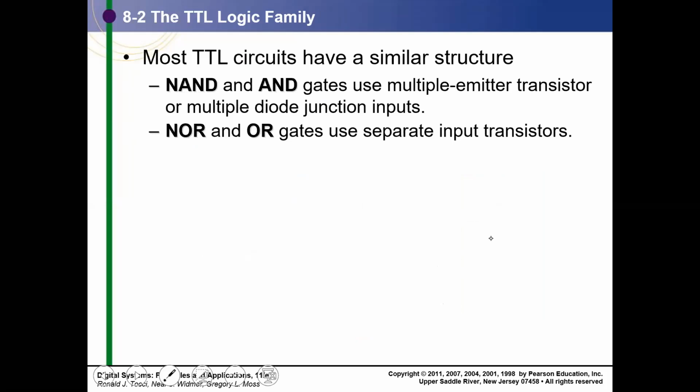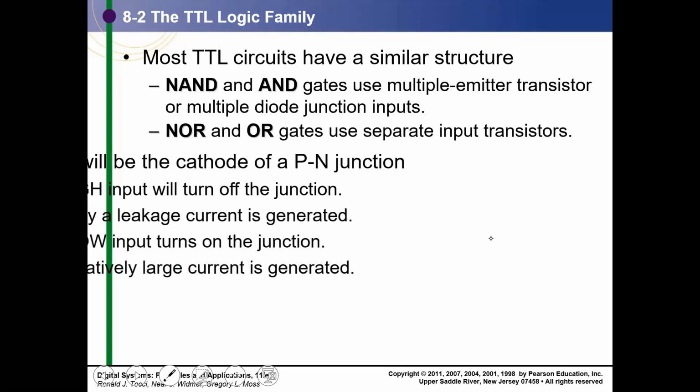Now, most TTL circuits, which is the most popular among BJT technologies, use AND and NAND gates, which use multiple emitter transistors or multiple diode junction inputs. We will show in a minute for a review. NOR and OR gates use separate input transistors. So the configuration is slightly different.